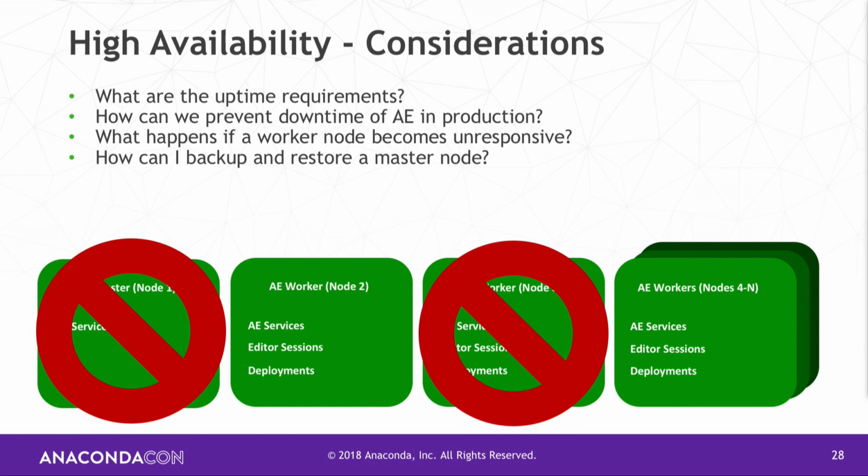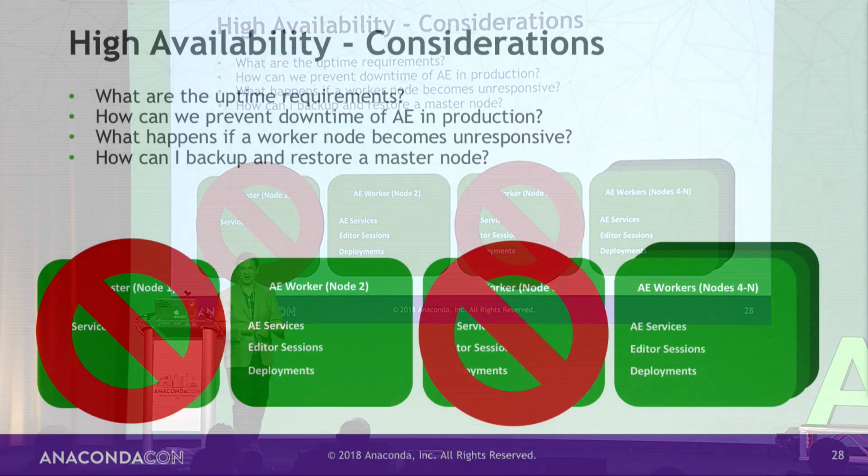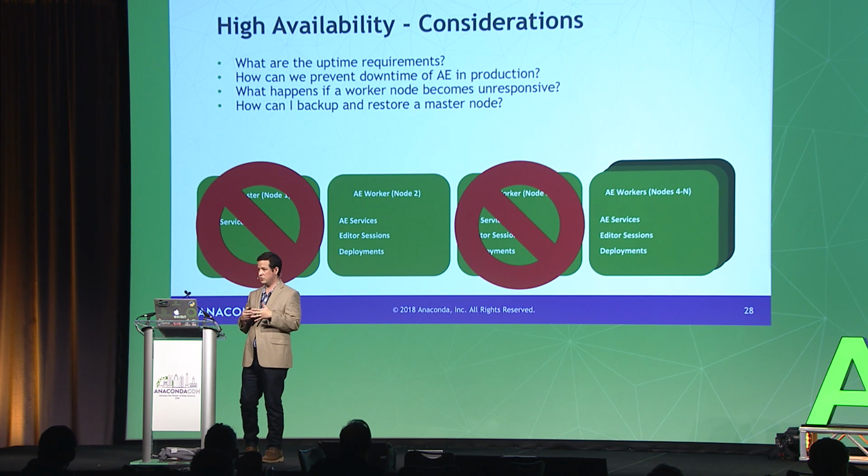And you think about what happens if one of the worker nodes I showed, with services, deployments, sessions, goes down or becomes unresponsive, either temporarily or for good. What happens if the master node goes down? How do I back up and restore that? What do the times look like for that? So I'm going to show you how to do high availability with Anaconda Enterprise today.